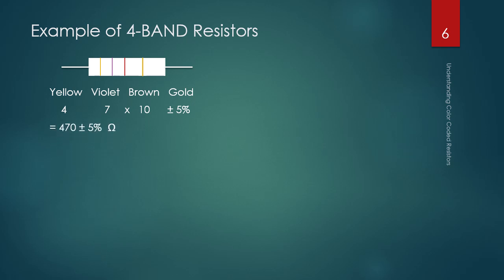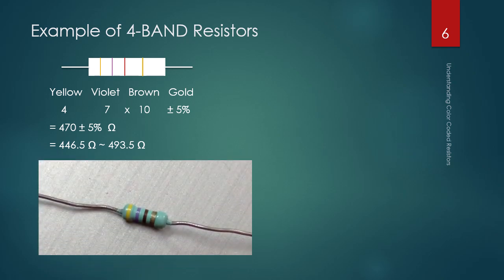So the value comes down to 470 ohms with a plus or minus 5% change. That is, the value ranges from 446.5 ohms to 493.5 ohms. This is how a real 470 ohm resistor looks like.